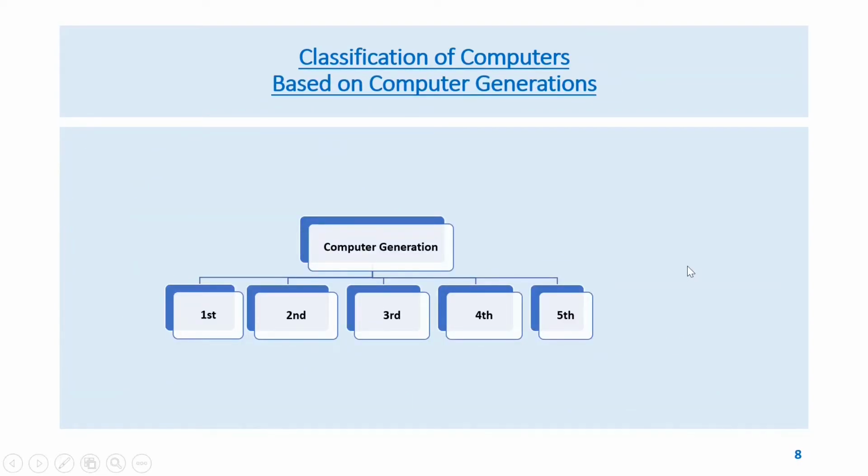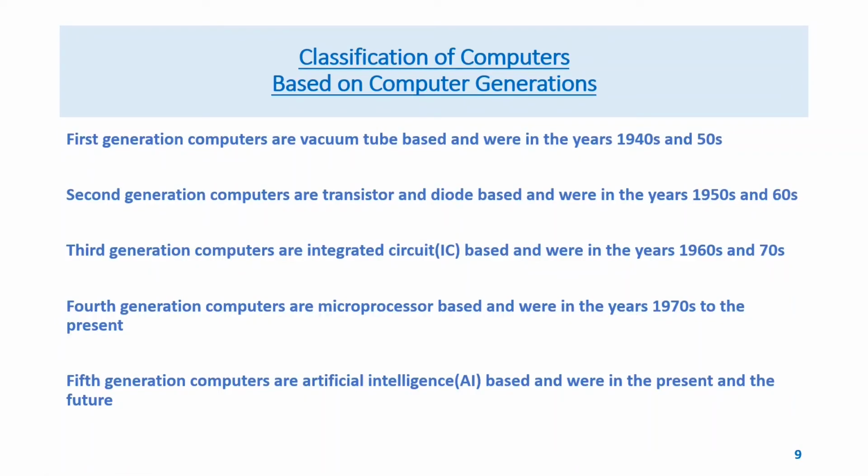Now let us look at classification of computers based on computer generations. There are 5 generations in computers. Based on the generations, computers are classified into 5 generations: 1, 2, 3, 4, 5. We'll look into each of these generations and what has been developed in each of these generations.